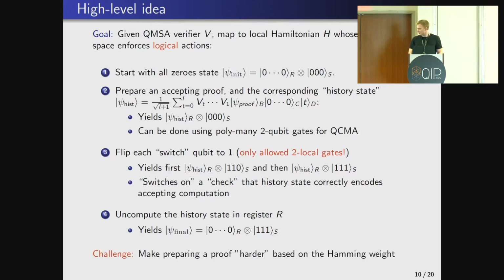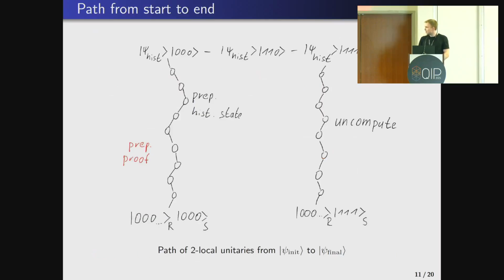Okay. And the goal is we want to make this harder based on the Hamming rate of the proof, right? Because of the flavor of the reduction we are doing. Okay, let's look at this picture. We have in the bottom left, right, our starting state. We have a long path along which we prepare the proof and the history state. At the top, we have the 2 steps where we flip the switch register, and then a wide, longer path where we uncompute everything. And I'm colorblind, but presumably red is the proof preparation. This is really the part we are going to focus on in this talk.